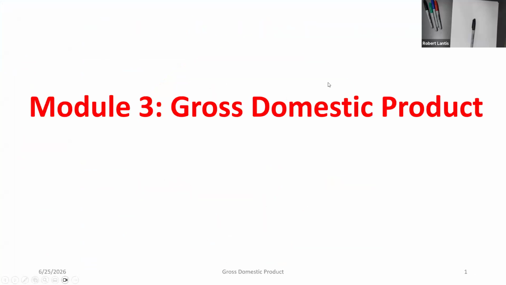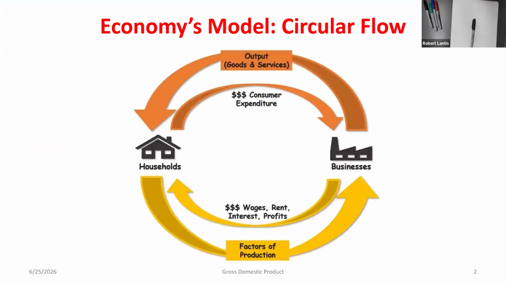We'll start thinking about the next topic, which is going to be gross domestic product, or we'll call it GDP. So we're talking about GDP. What we're trying to measure is the output of our economy. One thing that'll get brought up several times today is that our economy has a circular flow.